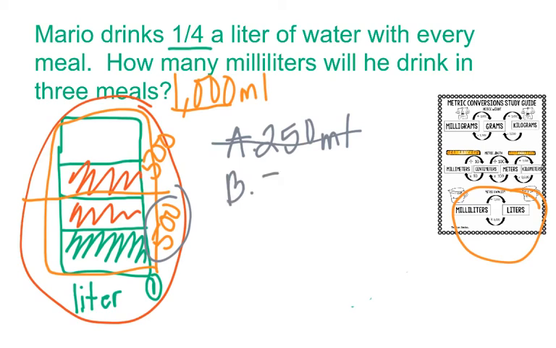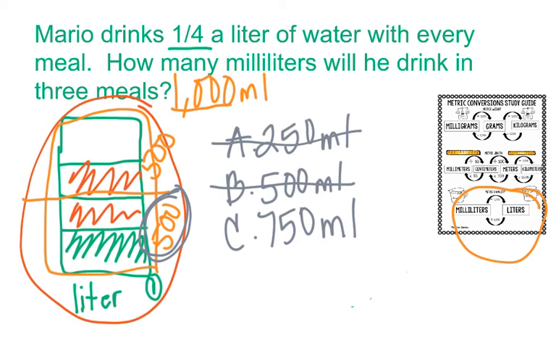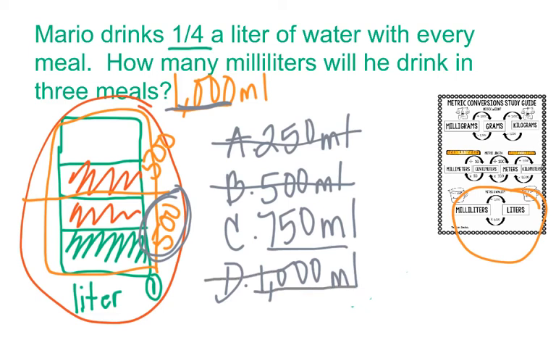B says he drank 500 milliliters. Nope, that's not it, because again, I know it's more than 500. C says 750 milliliters. Okay, so that's more than 500, but it's less than a whole liter or less than 1,000, so that's a maybe. And D says 1,000 milliliters. I know he didn't drink the whole liter, which is the same as 1,000, so it can't be D. So everyone write down: your digital quick check answer for number 1 is C.